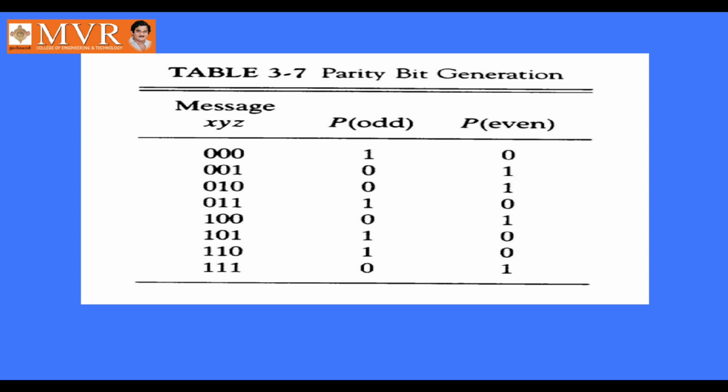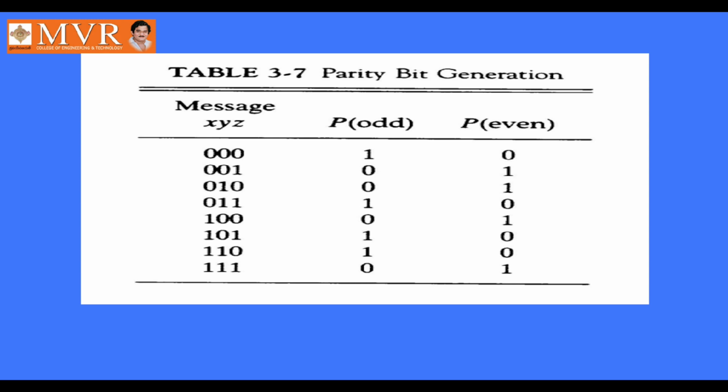Like that. The last one, for example, see 3 ones are there, 3 ones that already contain an odd number of ones. So for an odd parity we add 0 because an odd number of ones are already there. But to make it even parity, we should add 1 so that all 4 ones will be there in the input. So this is the way.